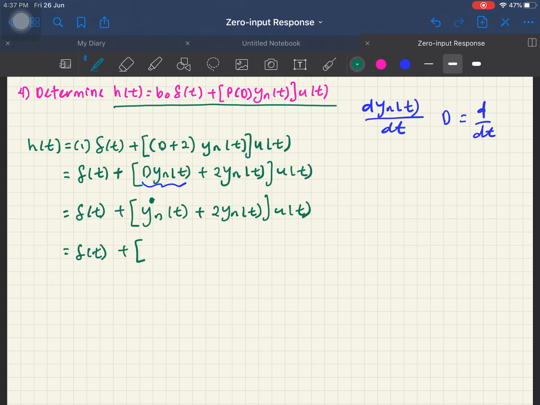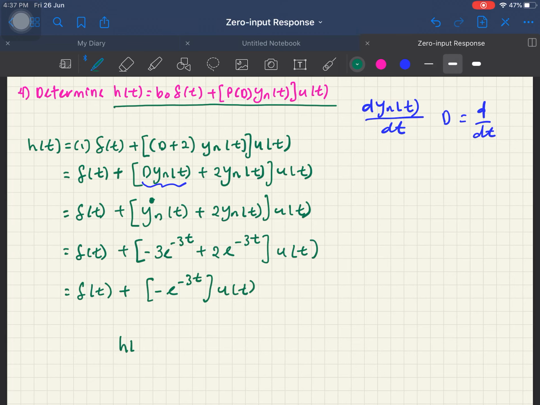So we can substitute now the yn dot(t) and the yn(t) that we obtained here into this equation. So we will have here -3e^(-3t) + 2e^(-3t) u(t), which is minus e^(-3t) u(t). So the h(t) is delta(t) - e^(-3t) u(t). Okay, so this is the impulse response of the given system.